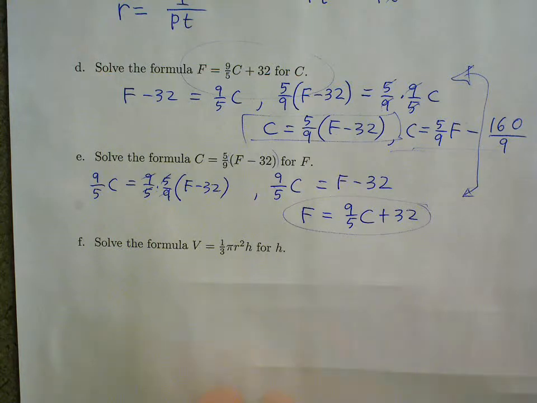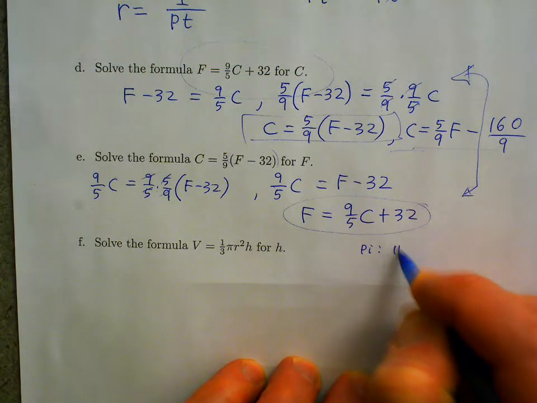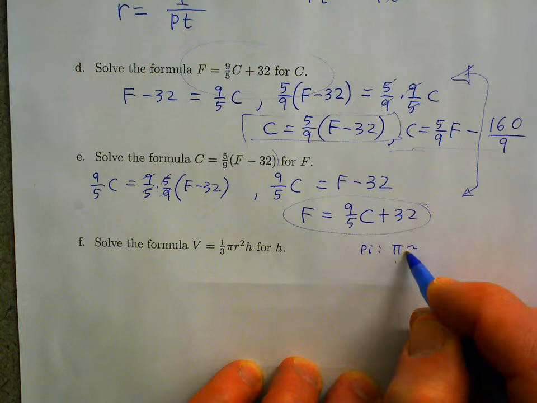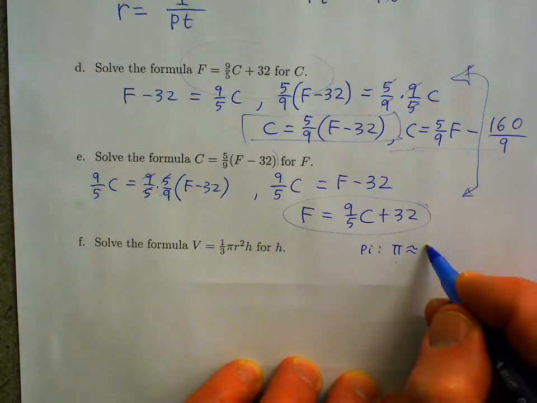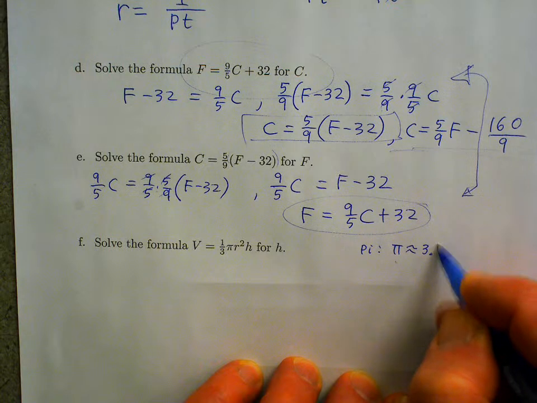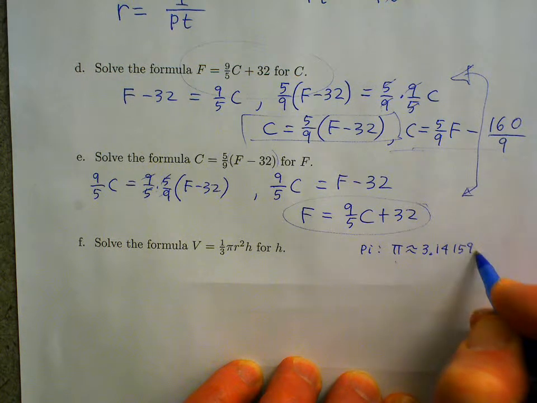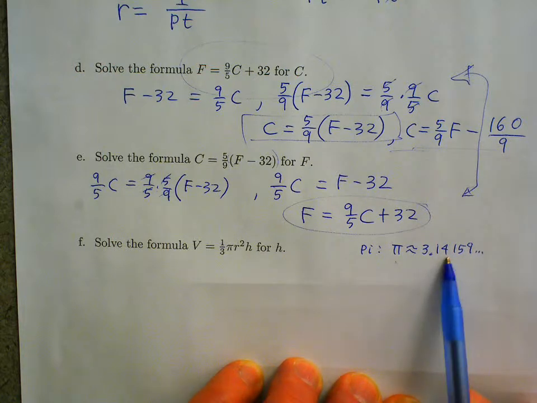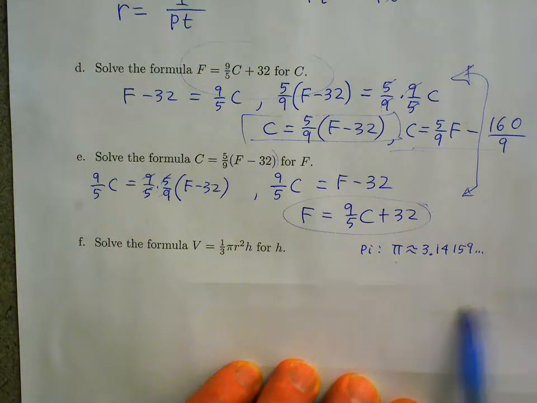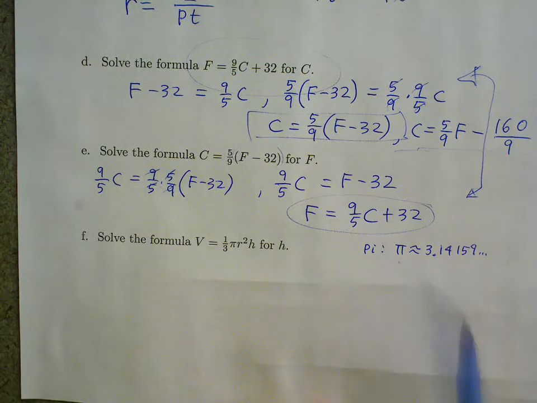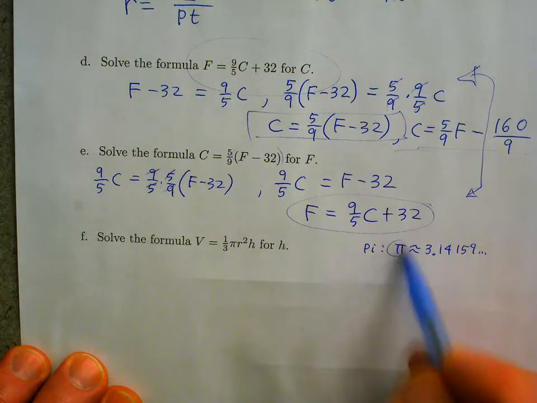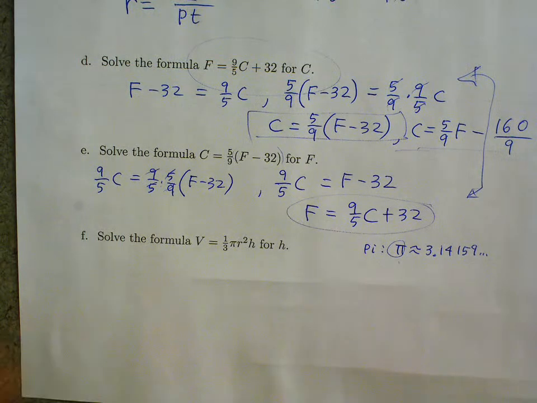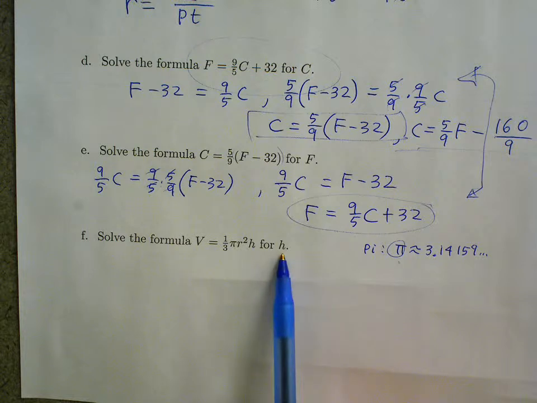The Greek letter pi is used to represent an actual number. Pi is approximately equal to 3.14159. The decimal expansion is non-terminating and non-repeating. But pi just represents a number, and so it's more convenient to use pi than to write out a decimal expansion for it. Okay, so solve this for h.